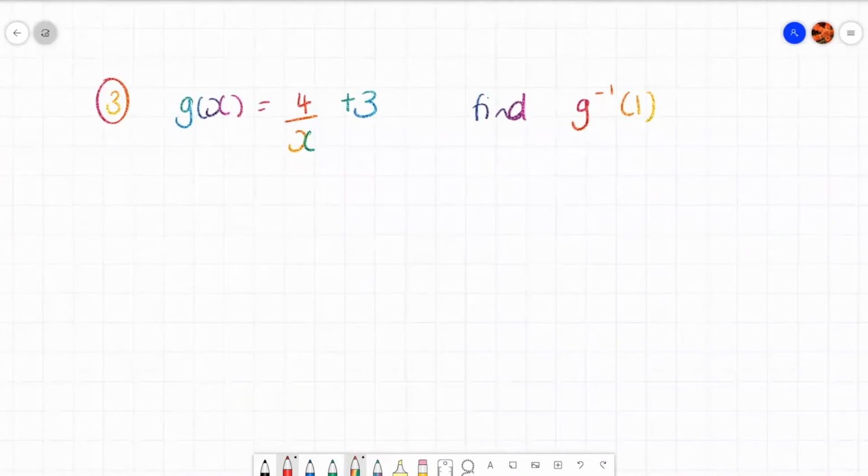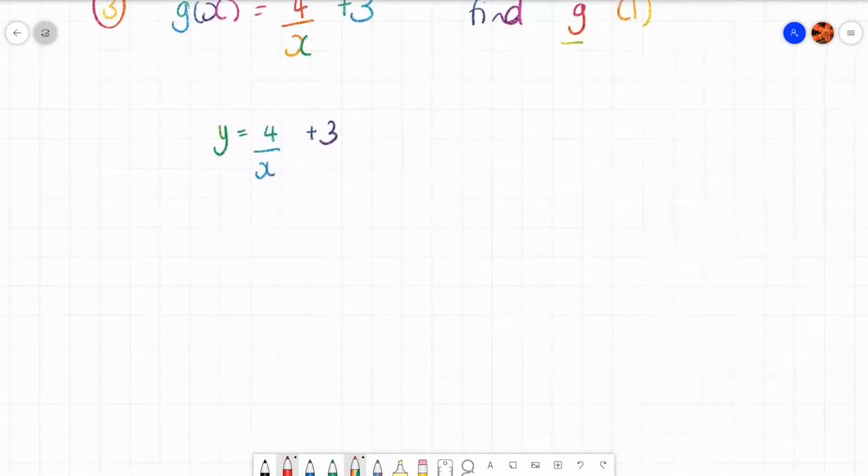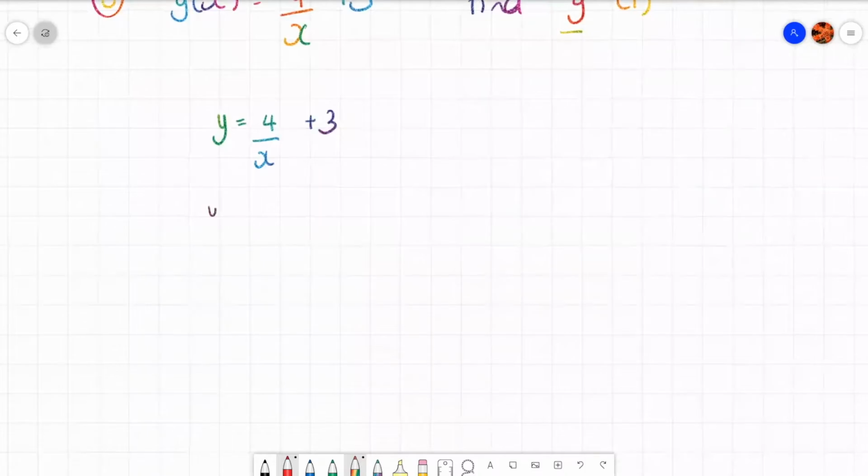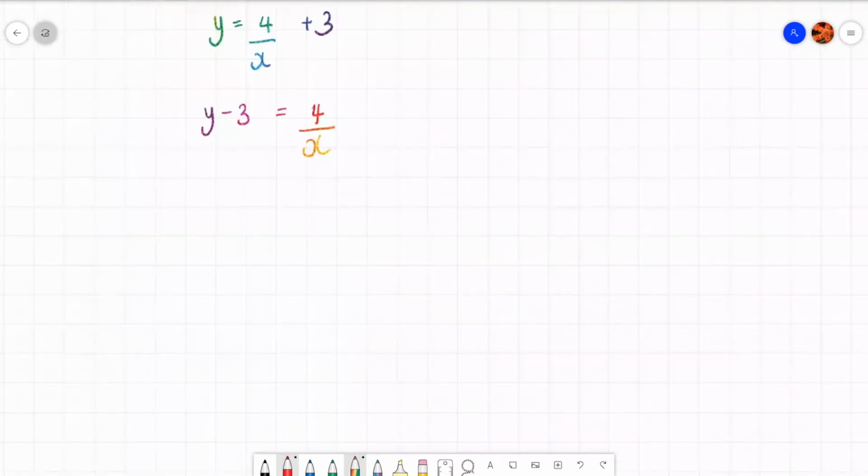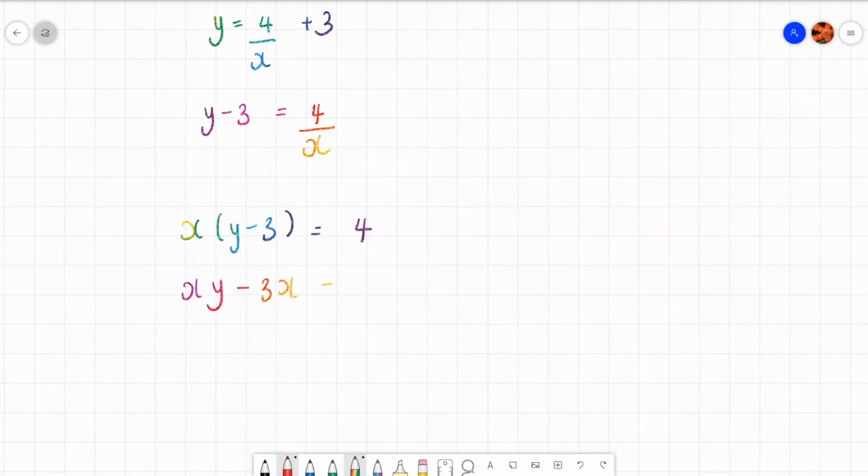Right, let's work out the inverse first. So y equals 4 over x, add 3. Now, rearrange, remember, to get x equals. So y minus 3 equals 4 over x. A problem here, we've got divide by x, we need to times by x. So x times y minus 3 equals 4. Well, expand the bracket because we can't do anything with it. xy minus 3x equals 4.